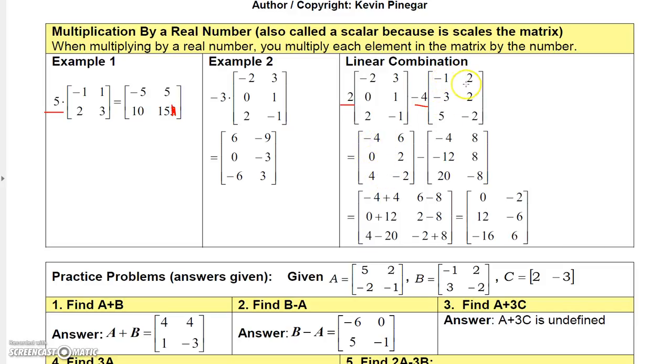And then I'm going to multiply everything here by 4. Not negative 4. I'm going to multiply by 4 because I'm going to leave the minus on the outside. Okay, so multiply everything by 4. And then I'm going to subtract.